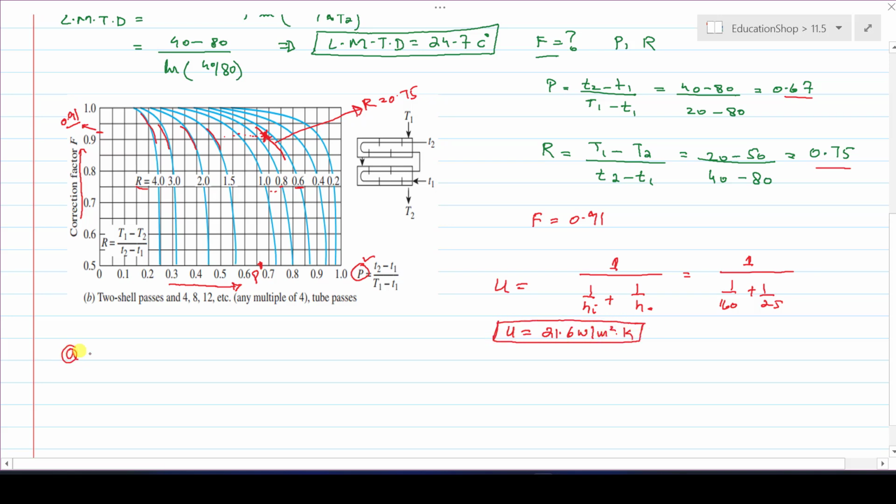Now for the second case, the amount of heat transfer without fouling factor is equal to the overall heat transfer coefficient, surface area, correction factor, and log mean temperature difference. The U value is 21.6, surface area is 3.77, correction factor is 0.91, and the log mean temperature difference is 24.7. Just solve on a calculator and you will get the rate of heat transfer without fouling factor, that is 1830 watt.